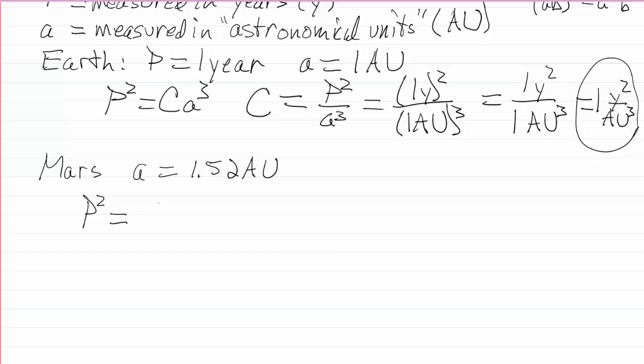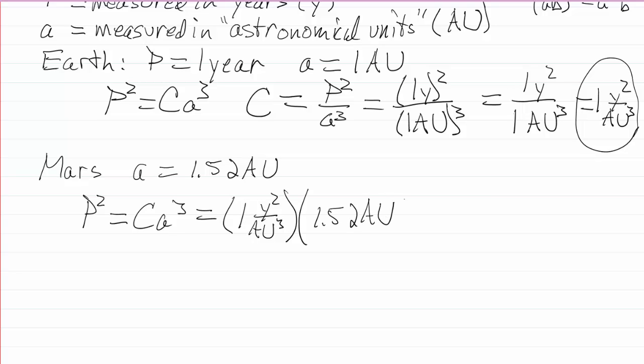P squared equals C A cubed. The value of C is the same for everything orbiting the Sun. 1 year squared per AU cubed. We figured that out. A cubed, 1.52 AU is the value of A for Mars. I cubed that.